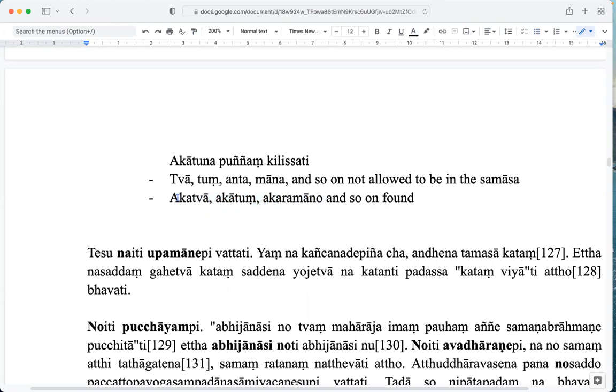Akadawa ends in dwa, akado ends in do, and akaramano ends in mano. The question is, even though they end in dwa, do, mana, they are combined with a. This is samāsa, right? That is what you want to ask. Yes, a question. Related to that, the wizard Sarāji gave an explanation.